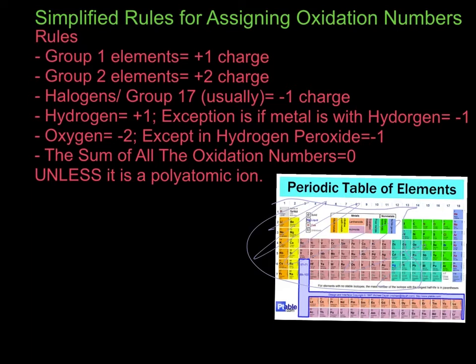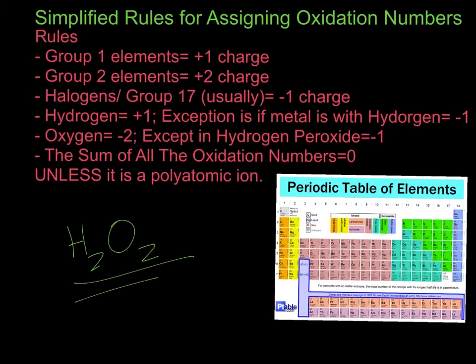You guys kind of remember this stuff. The next one after that is oxygen. So oxygen, which is right there, has a -2 charge. The exception is hydrogen peroxide. As many remember, hydrogen peroxide is H2O2. So if you see that and they ask, what is the oxidation number here, just keep in mind that oxygen in this case would be a -1.